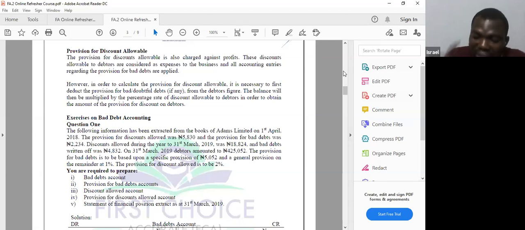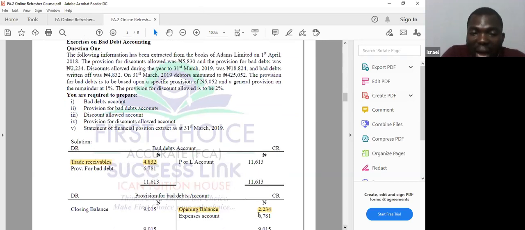And that will give us 3,963.44. Now, if we add that amount to the specific provision of 5,052, it will give us 9,015. Now 9,015 is the closing figure for the provision for what? For doubtful debt. So we have the closing balance to be 9,015, based on our calculation. Now looking at it, our opening balance is two.